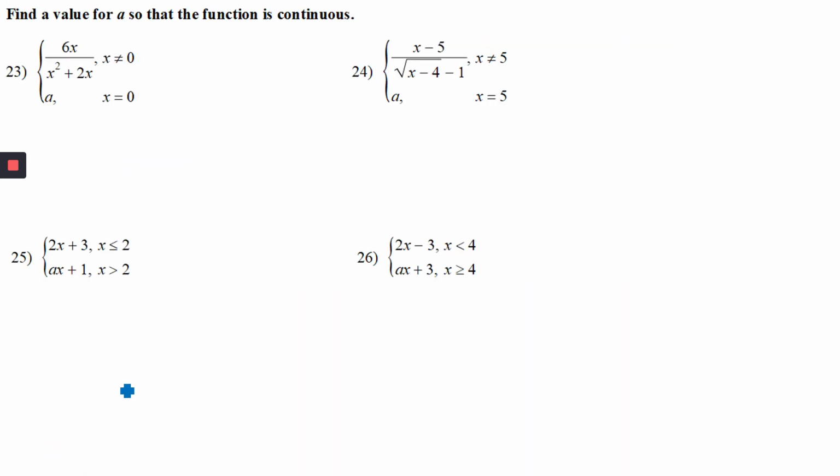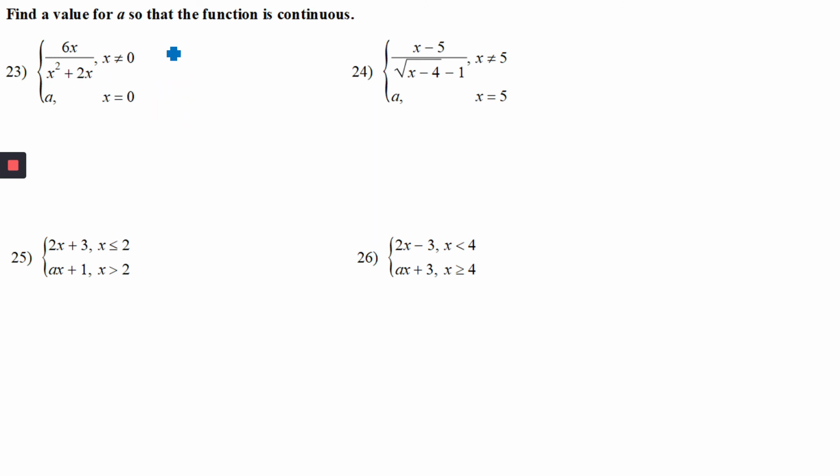Alright, next page here. We want to find the value for a so that the function is continuous. Again, I'm working on the left side here. And we've got 23, 6x over x squared plus 2x, and that's when x is not equal to 0. And then it's going to equal a when x is equal to 0. So this is a piecewise function. It's going to look like the top everywhere except when x is 0.